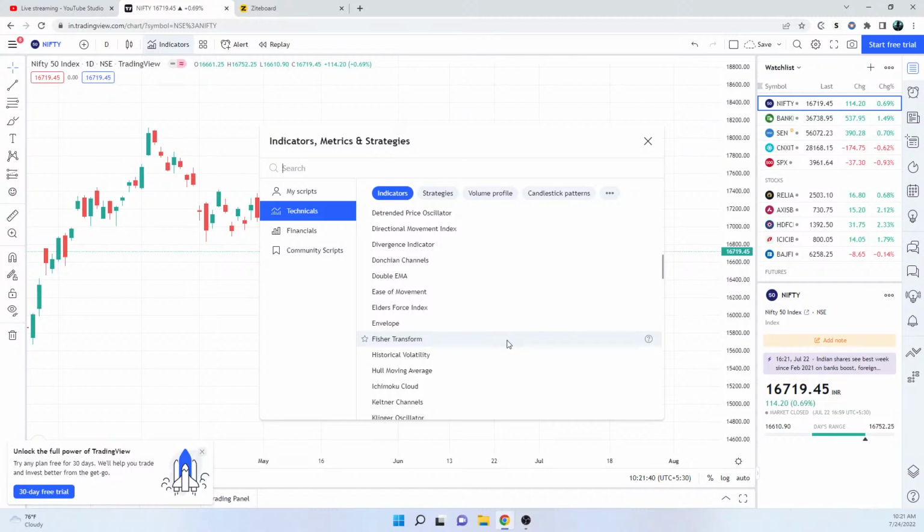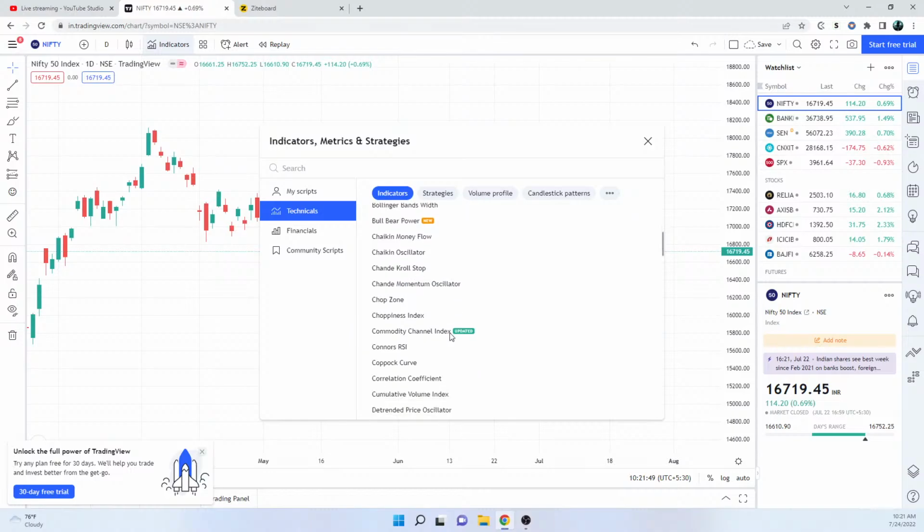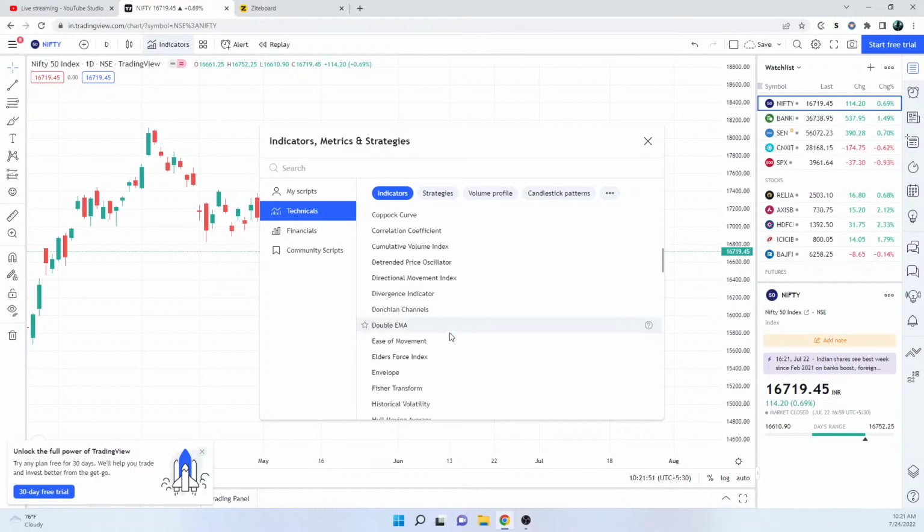So how does it work? Let me just add one momentum indicator. These indicators are classified into various categories. One of them is the momentum indicator. Momentum is when a stock starts moving up, it will keep on moving up for some period of time. And there are some indicators that will indicate this movement. Those indicators are called momentum indicators.